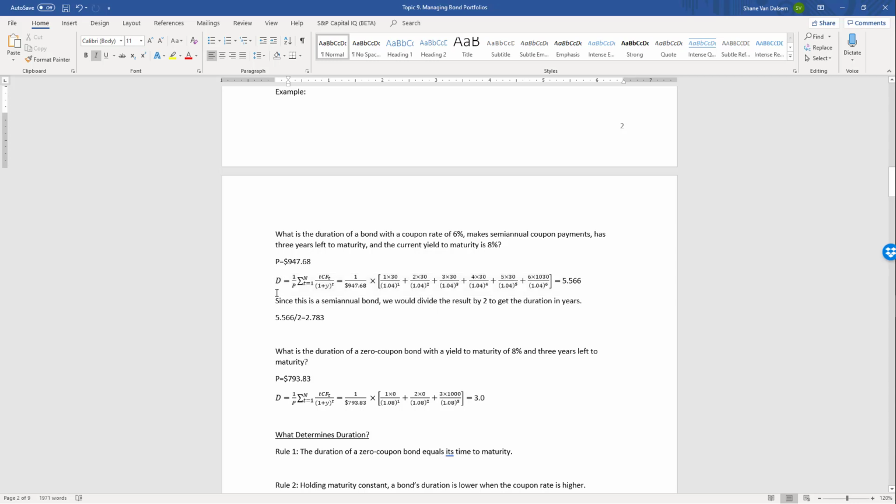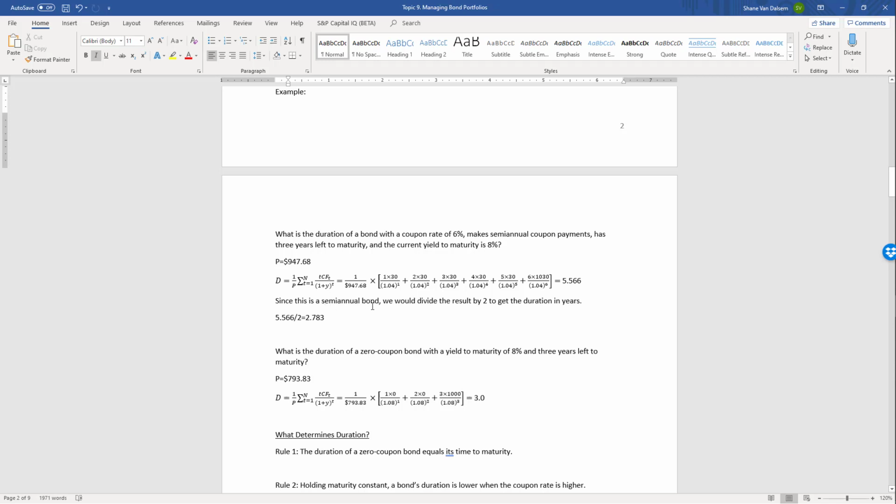It is the price of that bond today. It's going to be $947.68, and then $30 is the cash flow that we get every 6 months. Because the yield to maturity is 8%, the periodic rate every 6 months is going to be half of that, or 4%. And then the time period, we just go 1, 2, 3, 4, 5, and 6. So there are 2 payments per year for 3 years.